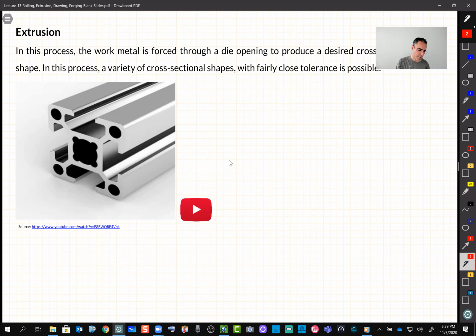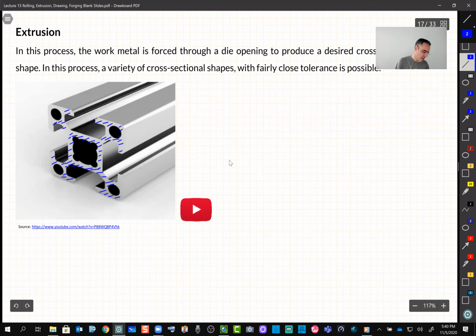Let's say I want to make an aluminum extrusion with a given cross section. Then we need to create a profile with a negative of this cross section. You can think of it more like old toys, which kids play with, where you squeeze clay into a profile and get different shapes.